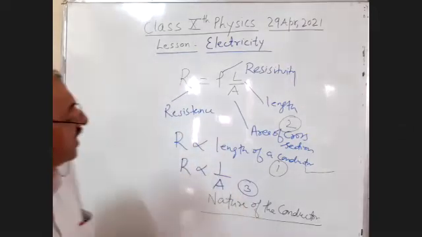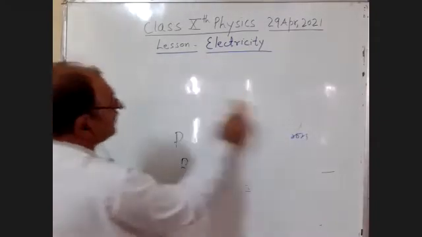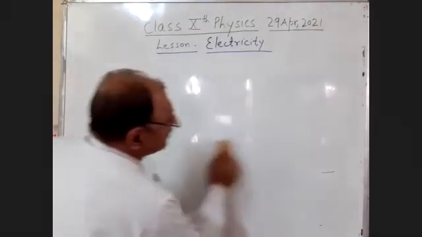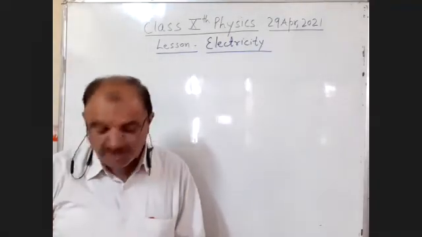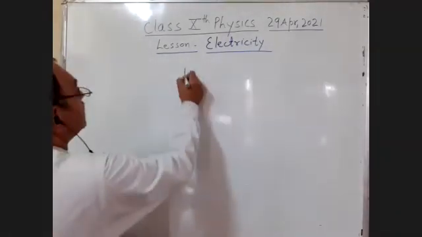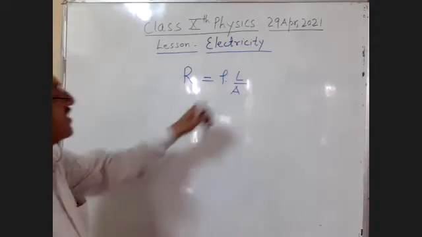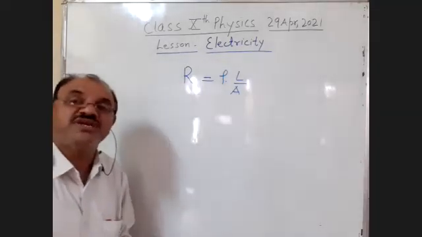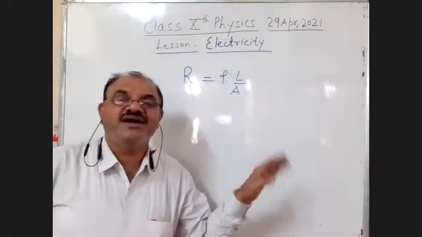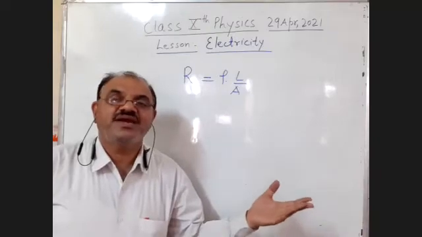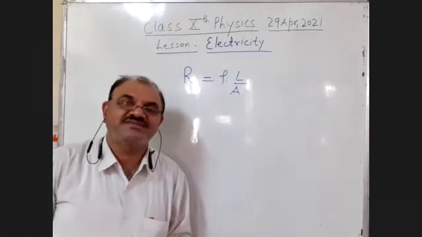Now, students, according to the formula, which I already told you is very, very important, so many questions will be solved using this formula. So again, I'll write down the formula: R is equal to rho L by A. Here in this question, one wire is thick and another wire is thin. Thick wire means the area of cross section is more, and thin wire means the area of cross section is less. Is it clear, students?